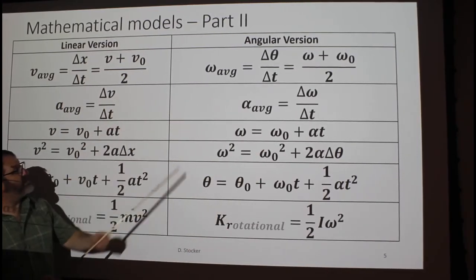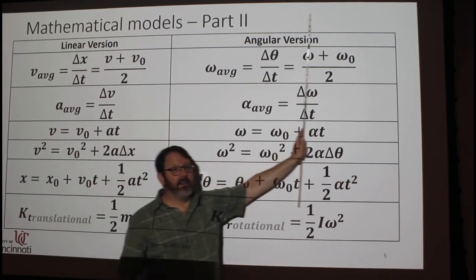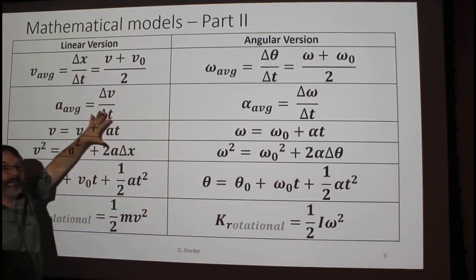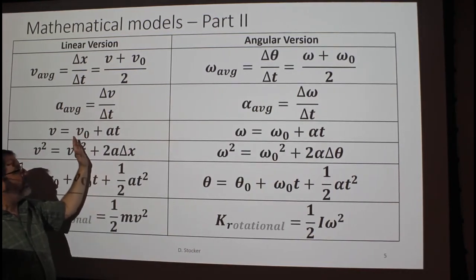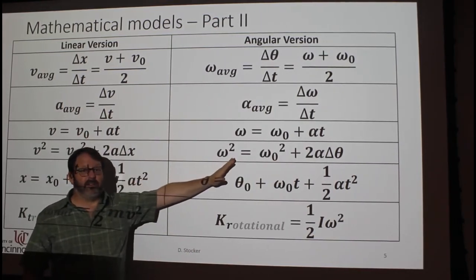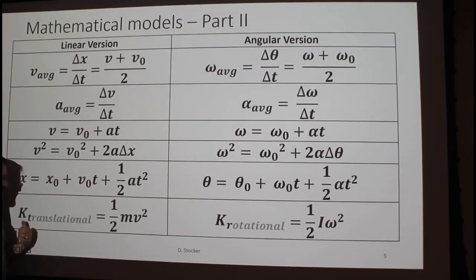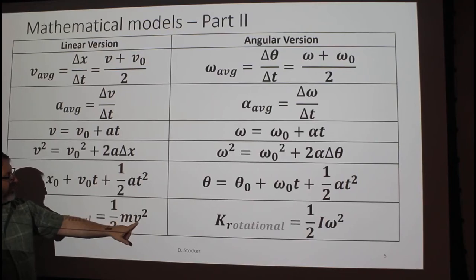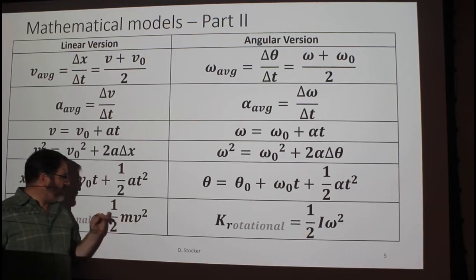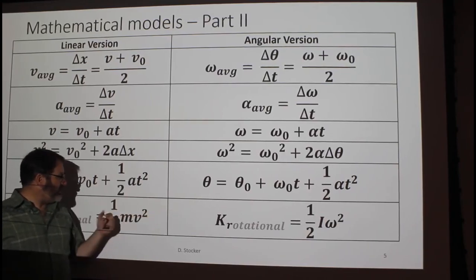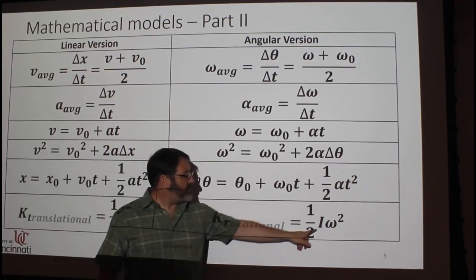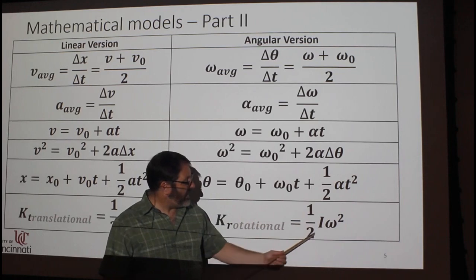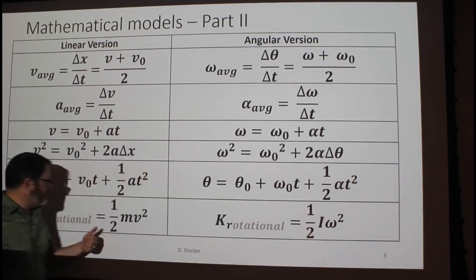All of these equations, all of the ones here, are exactly the same as here, except you replaced all of the linear components with angular components. On the last one, we have kinetic energy related to mv squared. So it'd be really nice if we could relate kinetic energy again to something times angular velocity squared. So that's what this I does. This I replaces m.